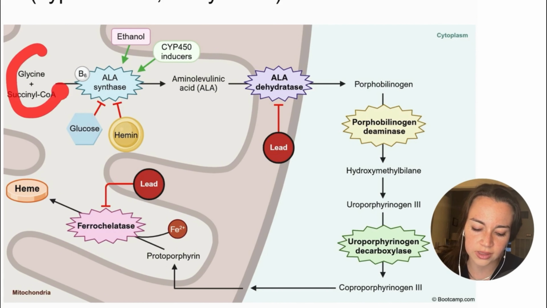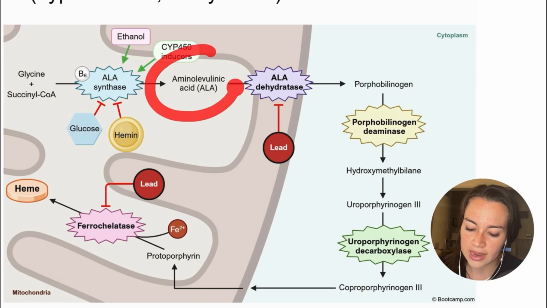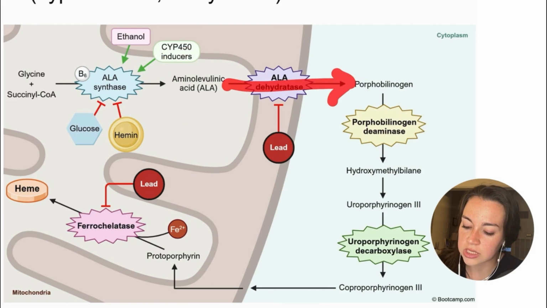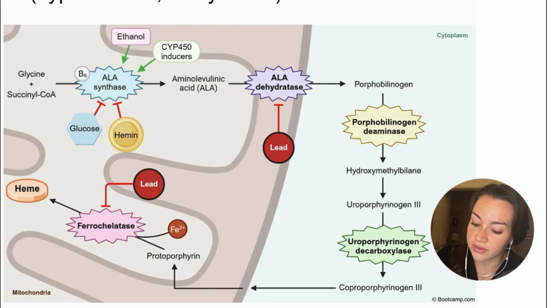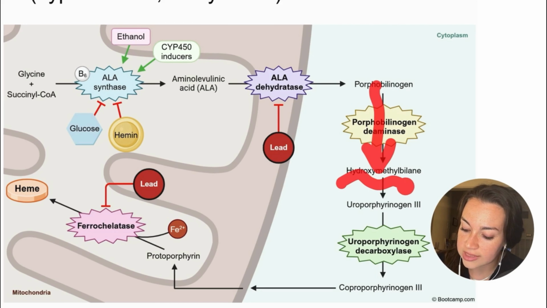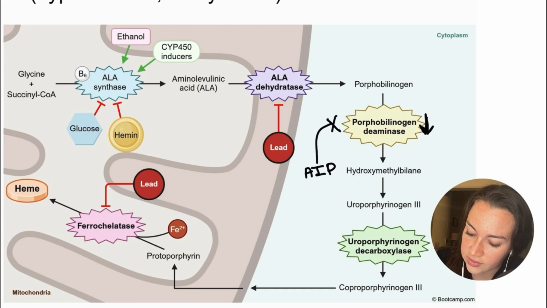Remember, we start with glycine and succinyl-CoA. We do our rate limiting step here with ALA synthase to form ALA, and then in our next step, ALA turns into porphobilinogen. In the next step, several porphobilinogens will come together in a line to form hydroxymethylbilane. And the enzyme that mediates that step is porphobilinogen deaminase, or PBG deaminase. AIP, or acute intermittent porphyria, which is the type of porphyria that we're talking about in this video, is characterized by an underlying mutation in PBG deaminase. So we're going to get a decrease in the activity of this enzyme.